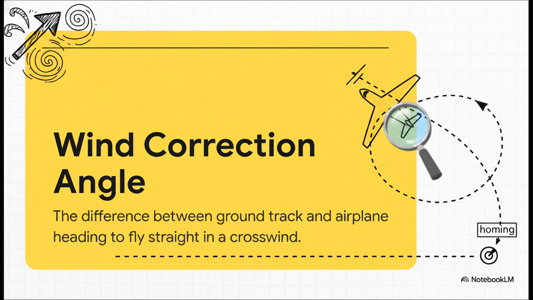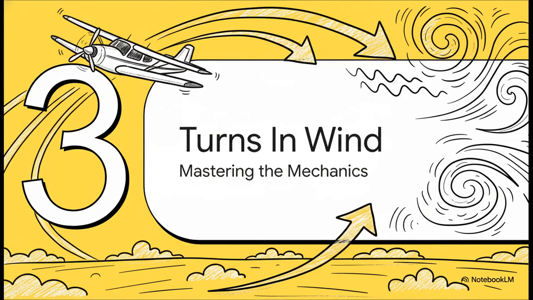If you don't do this and you just keep turning the nose to point directly at your target, which is a rookie mistake called homing, you'll just get blown constantly off course and end up flying a super inefficient curved path. All right, Section 3, Mastering Turns in Wind.